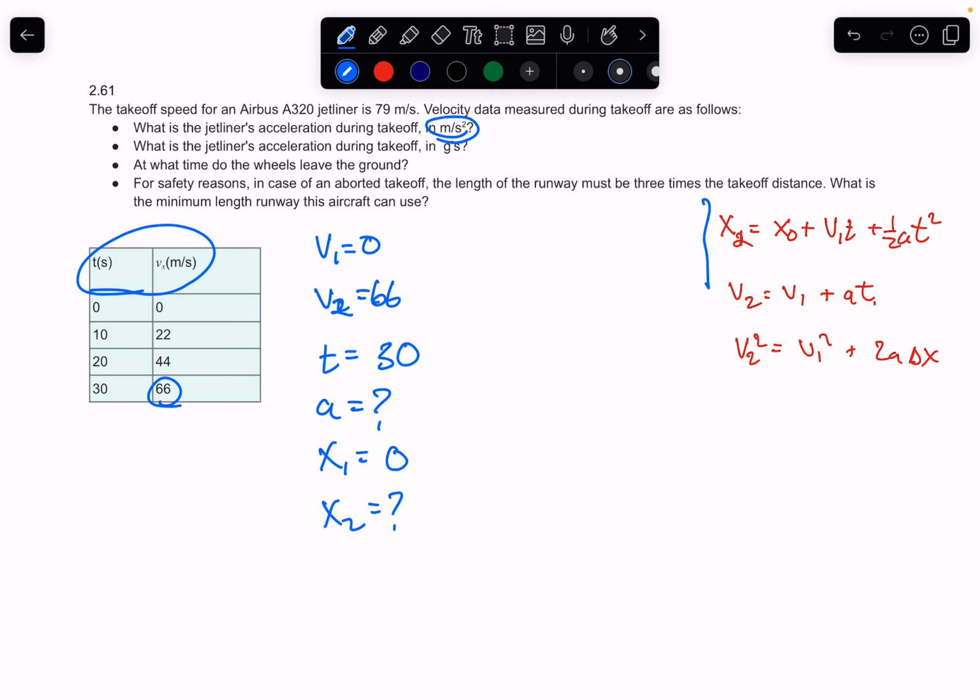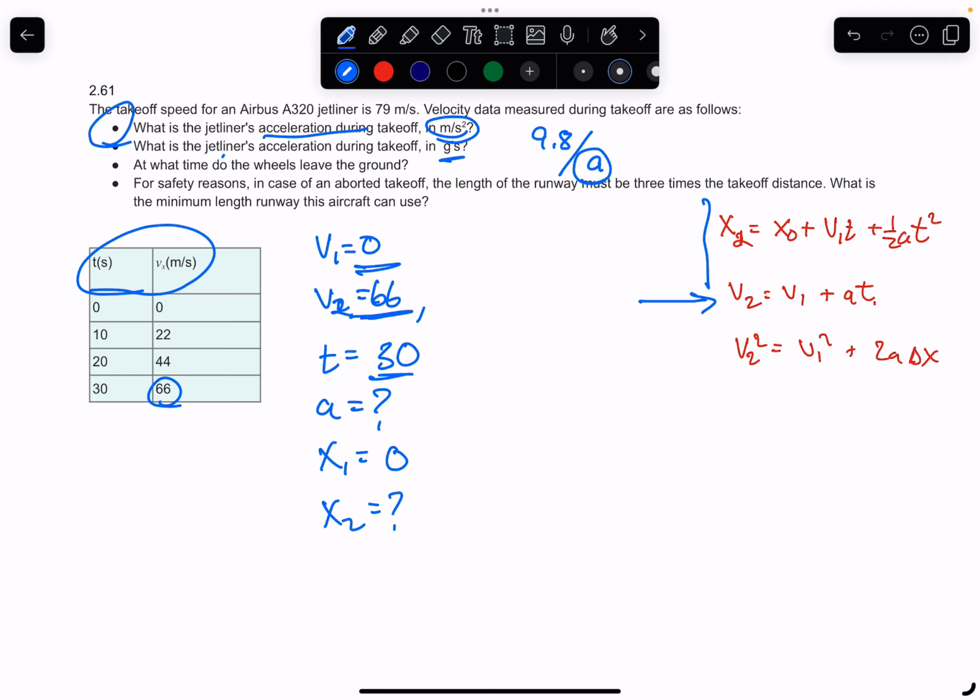What is the jetliner's acceleration during takeoff? So I think you're going to use equation number 2 on this, because you know V2, you know V1, and you know time. So that's how you're going to solve for A. To convert it to G's, you just, of course, take 9.8 meters per second divided by the answer to part A, right? So whatever you got in this problem, this A right here, from that first question up here.